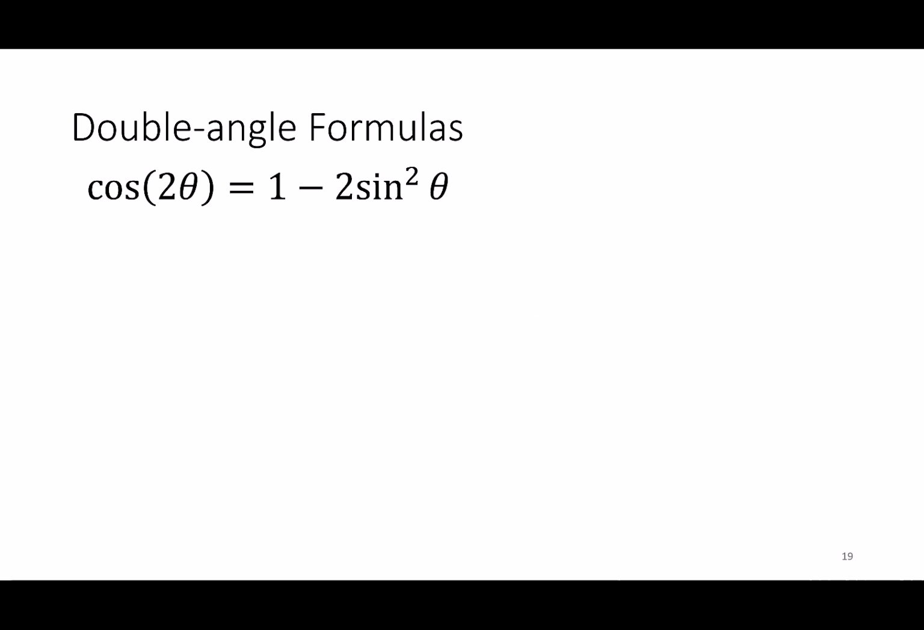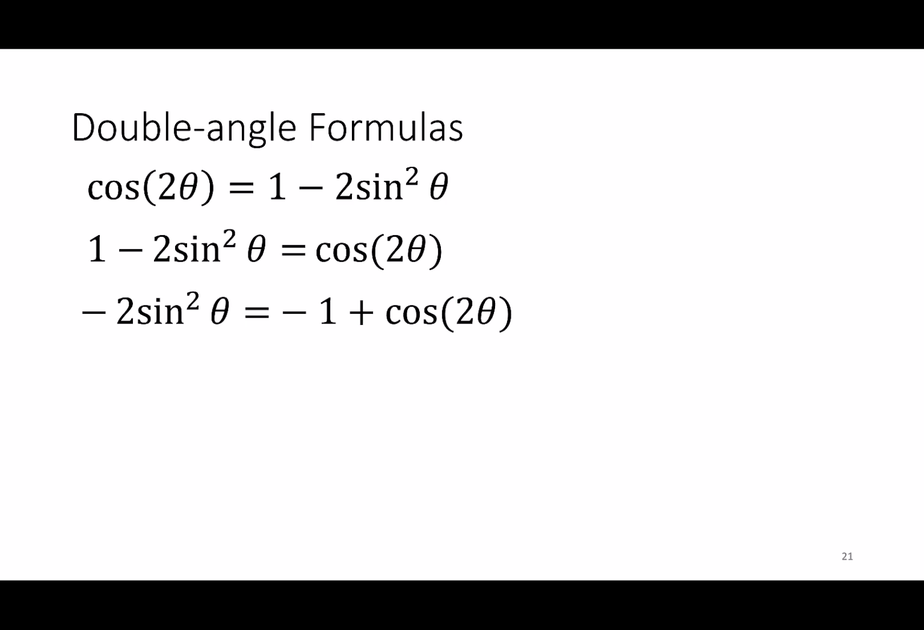To start our derivation of the reduction formulas, we're going to take a look back at double angle formulas. I'm going to start with cosine of 2 theta is 1 minus 2 sine squared theta. And the first thing I'm going to do is flip this equation. So I'm putting the 1 minus 2 sine squared theta on the left and the cosine of 2 theta on the right. From here, I want to solve for sine squared theta. So I first need to move the 1 over to the right side, which gives me negative 2 sine squared theta equals negative 1 plus cosine of 2 theta.